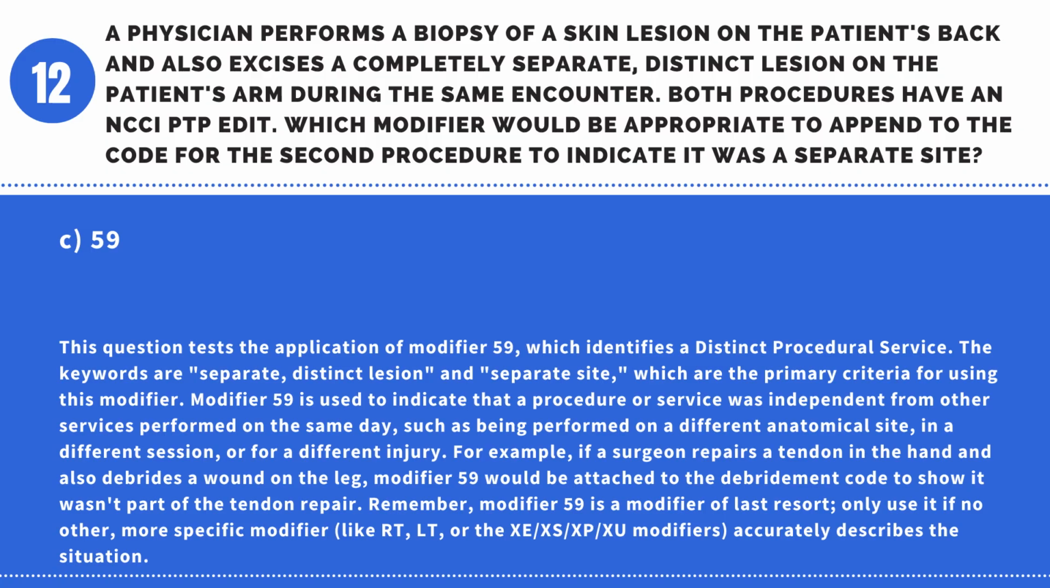Modifier 59 is used to indicate that a procedure or service was independent from other services performed on the same day, such as being performed on a different anatomical site, in a different session, or for a different injury. For example, if a surgeon repairs a tendon in the hand and also debrides a wound on the leg, modifier 59 would be attached to the debridement code to show it wasn't part of the tendon repair. Remember, modifier 59 is a modifier of last resort. Only use it if no other, more specific modifier, like RT, LT, or the XE/XS/XP/XU modifiers, accurately describes the situation.